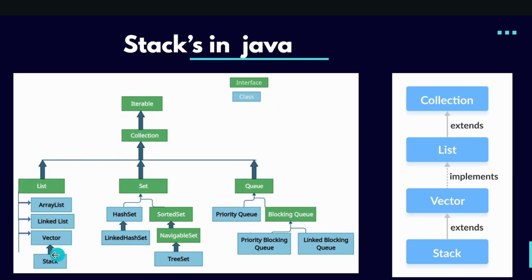Here you can see the Stack is at the bottommost one under List. So here List is an interface which does not implement the functions, we can only declare them there. So inside that the stack functions are declared. This is implemented from the Collection. So Collection is also an interface.